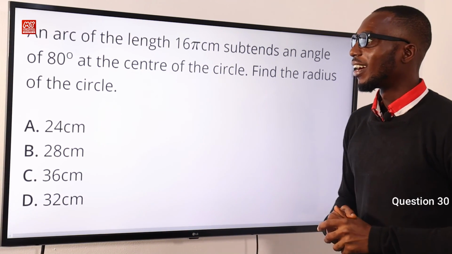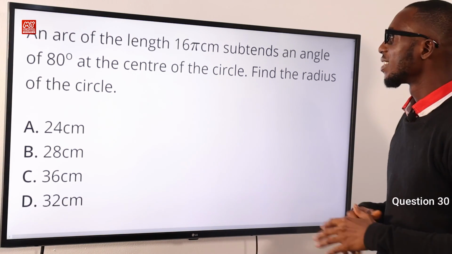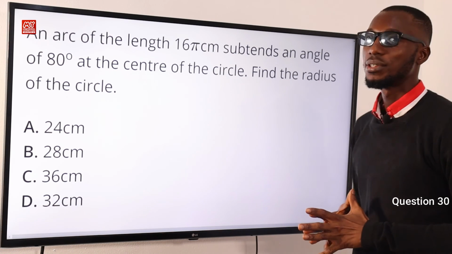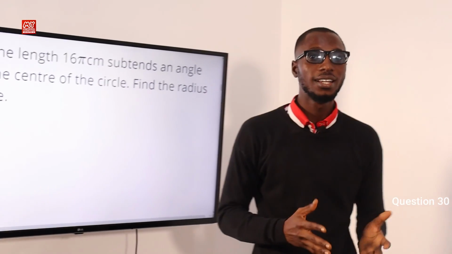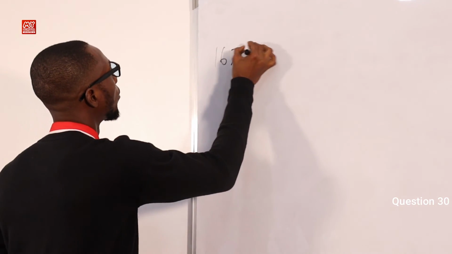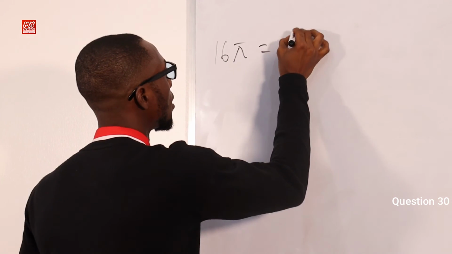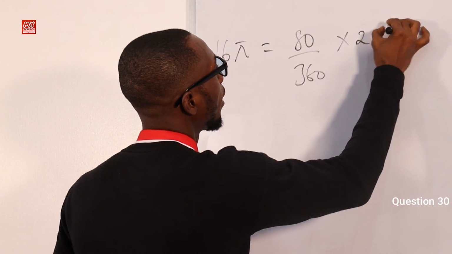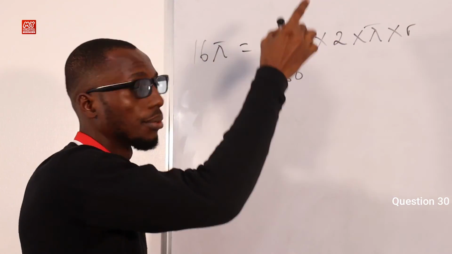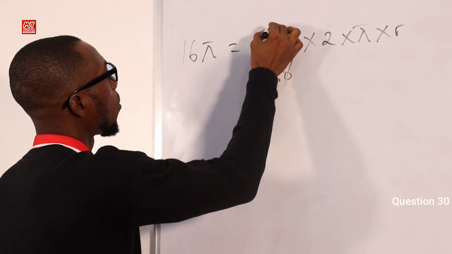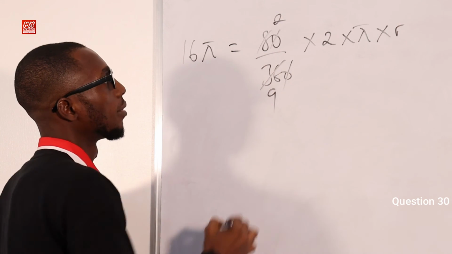Number 30, an arc of length 16 pi centimeters subtends an angle of 80 degrees at the center of the circle. Find the radius of the circle. Remember, length of an arc equals theta over 360 times 2 pi r. In this case, we are given the length of the arc as 16 pi, equals theta over 360. Theta is 80, so 80 over 360 times 2 times pi times r. We are asked to look for the radius r. So we have 0 strikes out 0 here, 4 here 2, 4 here 9, isn't it?